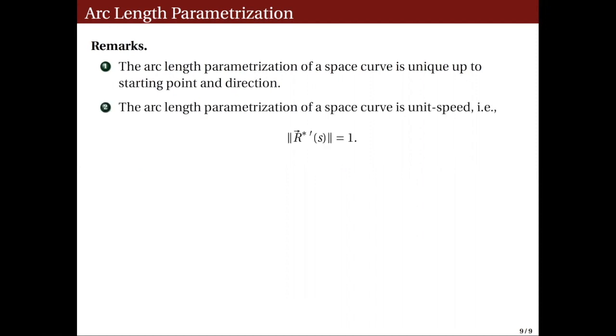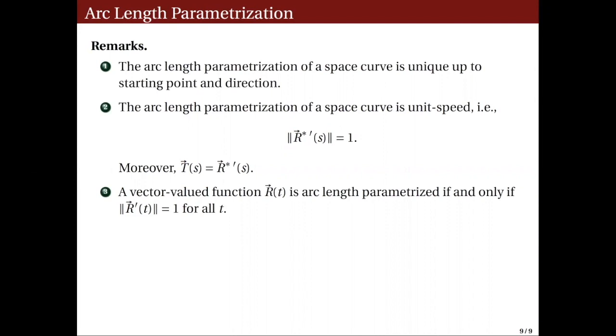The arc length parametrization has the property that the norm of its derivative is equal to 1. We call it a unit speed curve in this case. Moreover, the unit tangent vector T of s is equal to the derivative of r star of s. That is because there is no need to normalize r star prime, because its norm is already equal to 1.